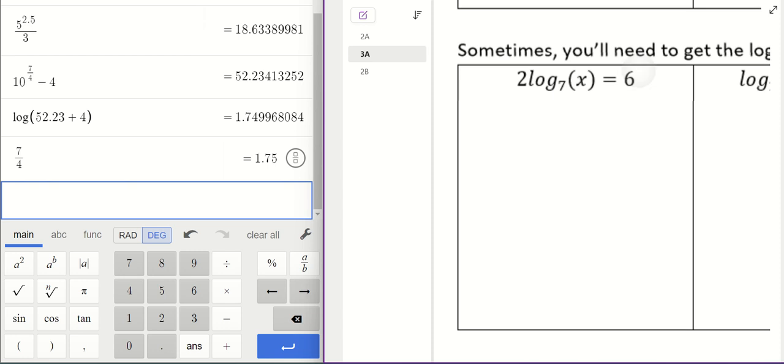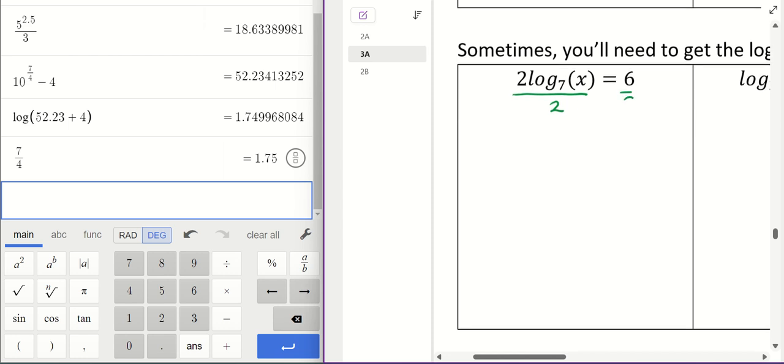So in this case, this 2 is causing a problem. So what we do is we get rid of the 2 and we think about the operation. How is 2 impacting the rest of the problem? With multiplication. So we're going to divide by 2 and divide by 2. And now we can rewrite this problem as log base 7 of x equals 3.